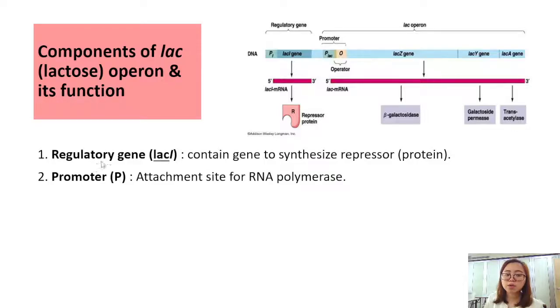The second component of the lac operon is the promoter. Over here, it is the green plus yellow area. This is the attachment site for RNA polymerase. RNA polymerase yang tukang buat mRNA itu akan mula melekat di sini, di promoter.